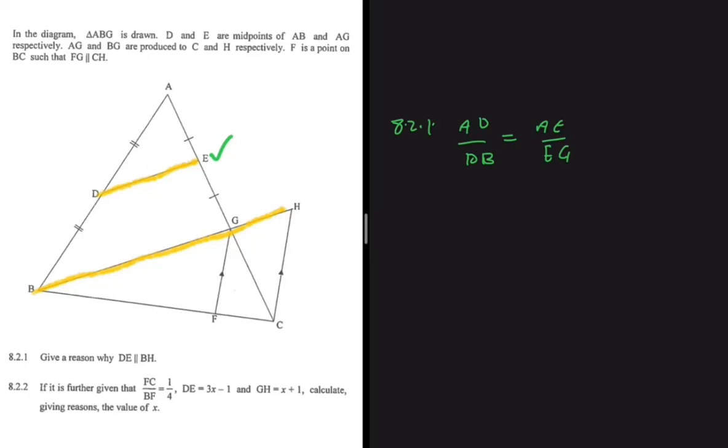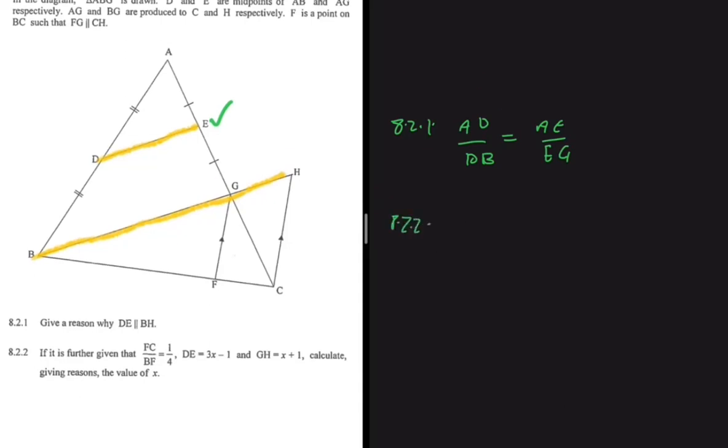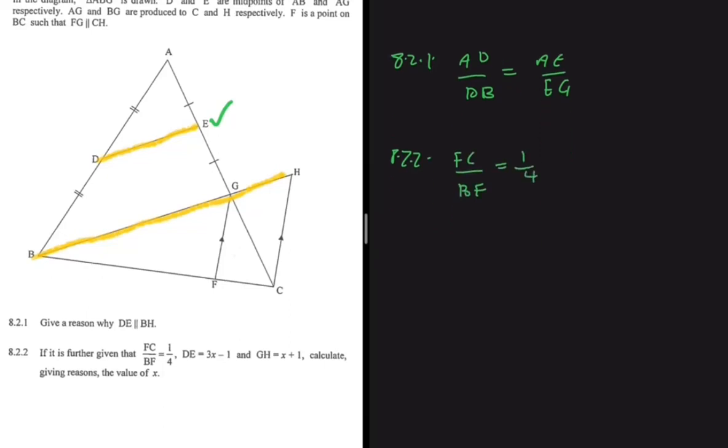Now let's do 8.2.2. So 8.2.2 is saying that if it is further given that FC divided by BF is equal to 1 divided by 4, and that DE is equal to 3x minus 1 and GH is equal to x plus 1, let's calculate, giving reasons, the value of x, right?